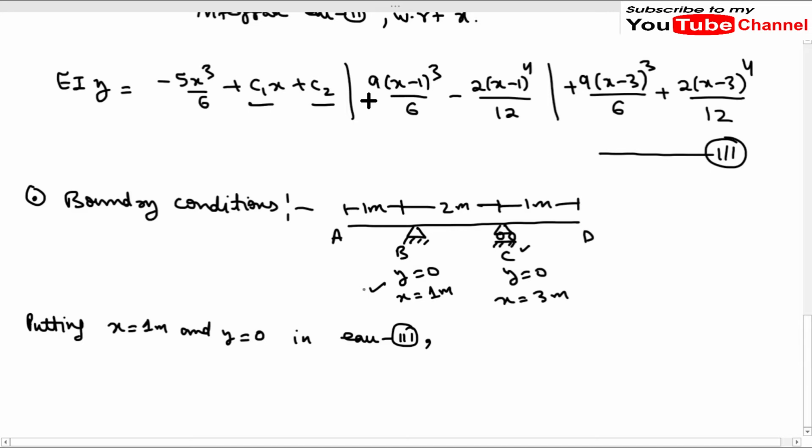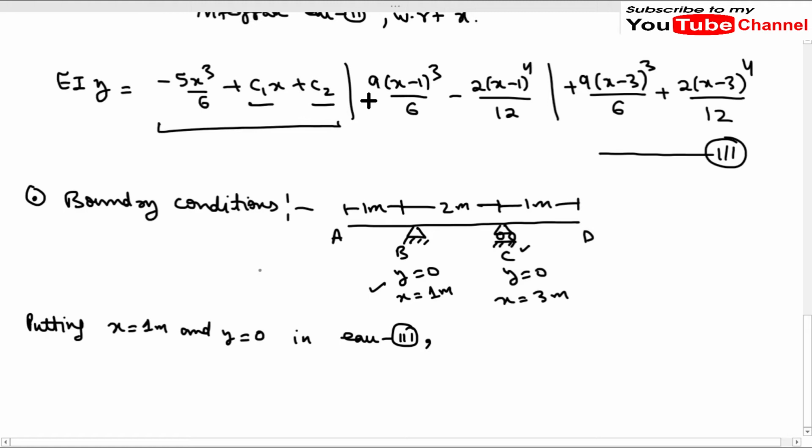Now the thing is, how many terms will I take? Because this whole equation is valid for the whole beam, but I am just talking about this support B. So how many terms do I need to take? I will just take these initial 3 terms before the first vertical line, because we are talking about segment AB, and these three terms are valid for the segment AB only. So just remember, when we are talking about this support B, we will take only these 3 terms.